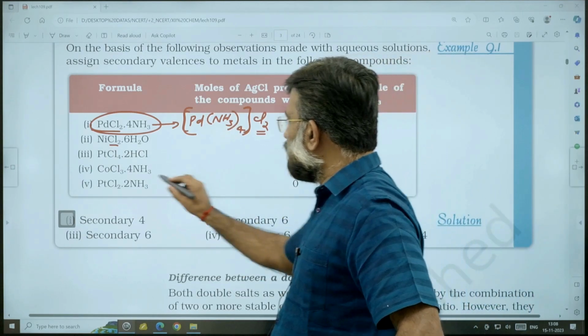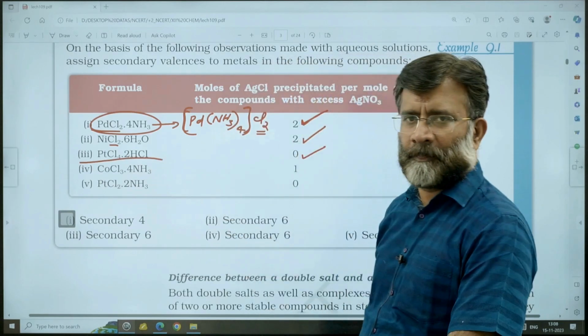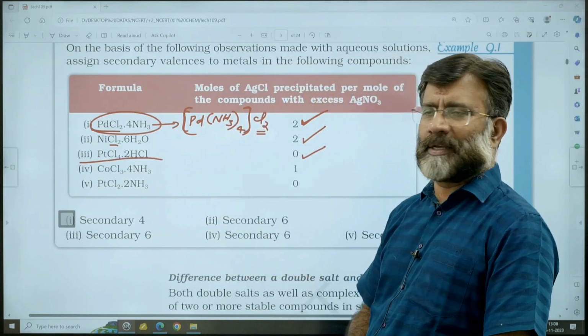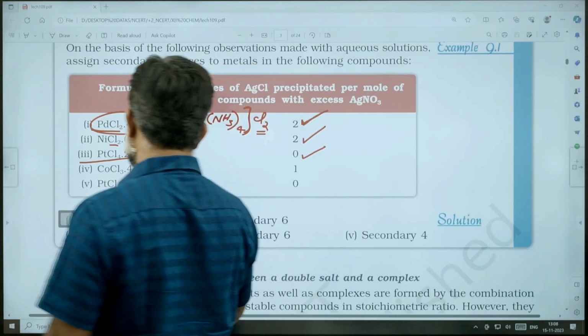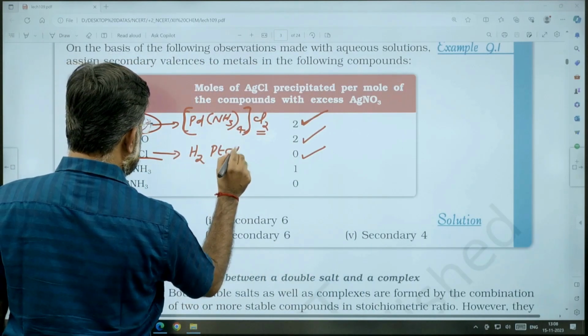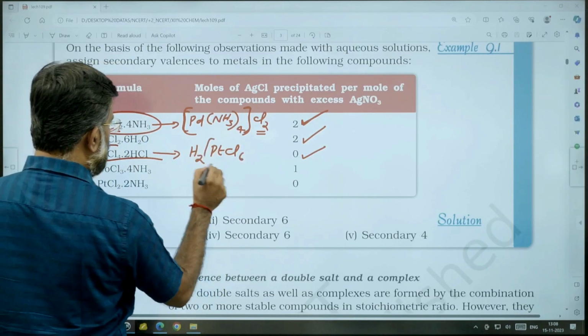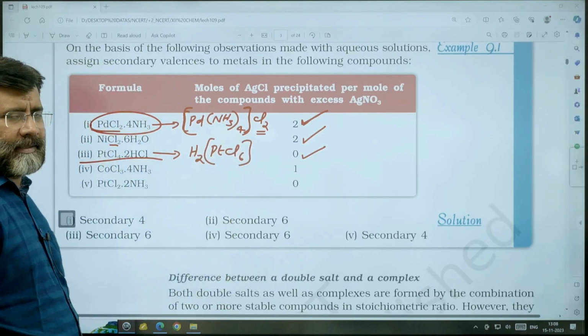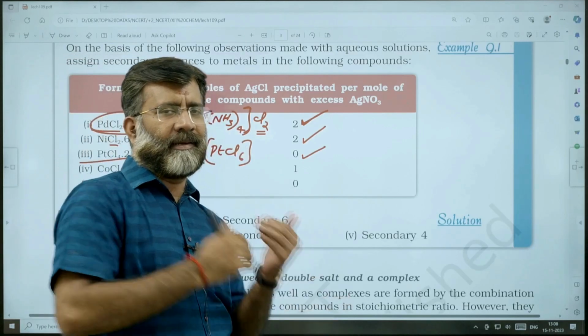Zero AgCl, look at this, zero AgCl: PtCl4 with 2 HCl gives the very famous compound all of you may be aware of, H2[PtCl6], chloroplatinic acid. Chloroplatinic acid, the entire chlorine is inside the coordination sphere.